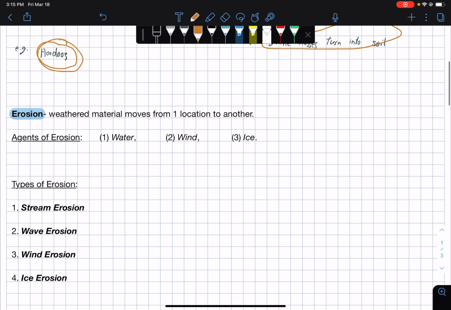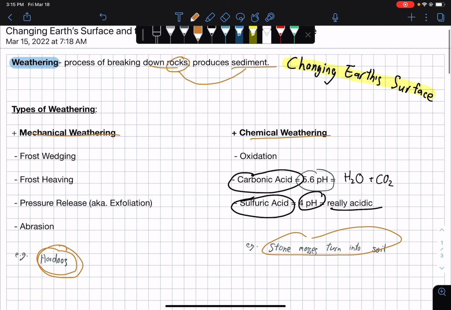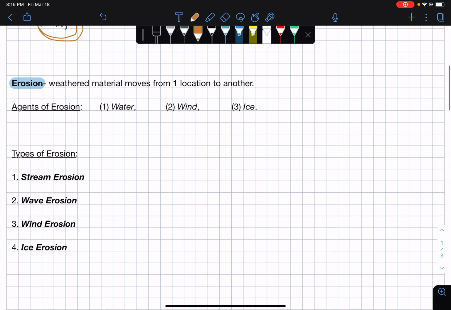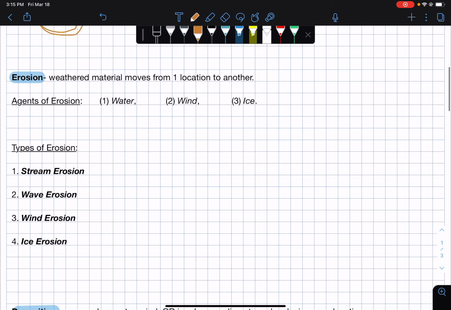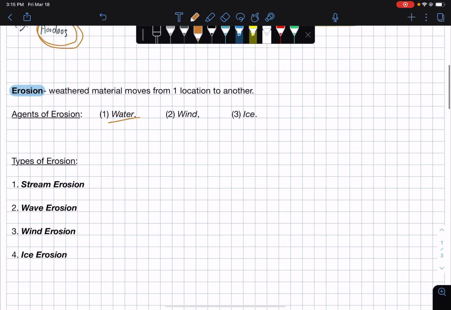So the second change on Earth's surface is through erosion. Weathered material moves from one location to another. The agents of erosion are as follows: water, wind, and ice. So, for the types of erosion, we have stream erosion, the one that we usually see in rivers, where streams are very present. Wave erosion, usually in beaches.